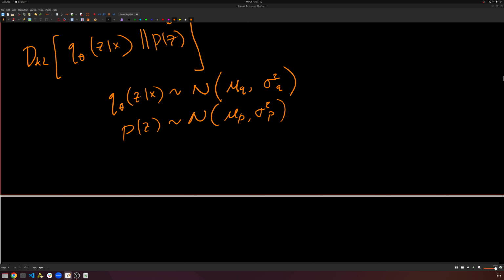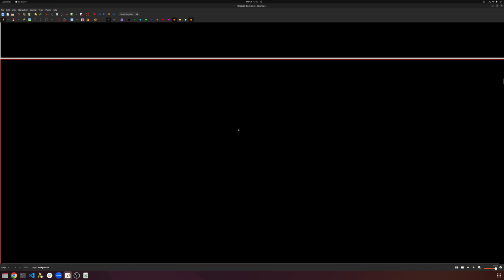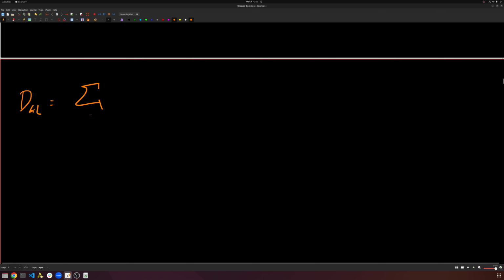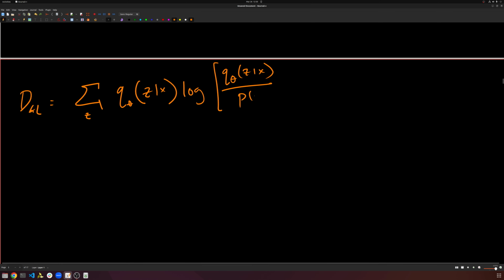So our DKL, our divergence, is going to be just the same formula from before. We're going to do the sum over, I'm just going to use shorthand, z, and then we will have q of z given x times the log of q of z given x divided by p of z. So that's the same as before, just our KL divergence formula.